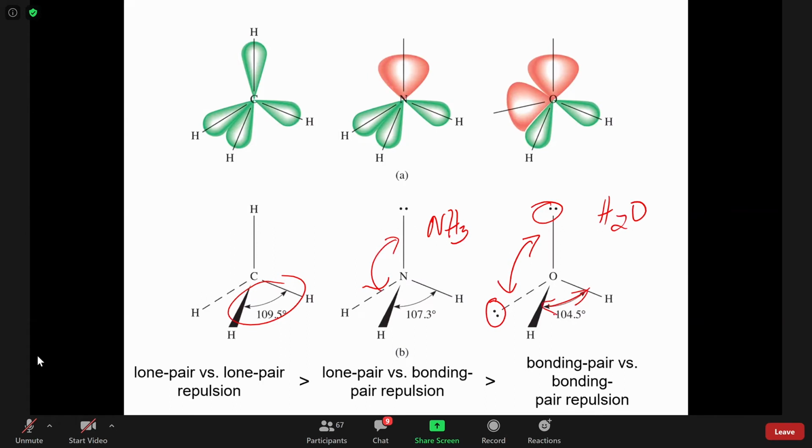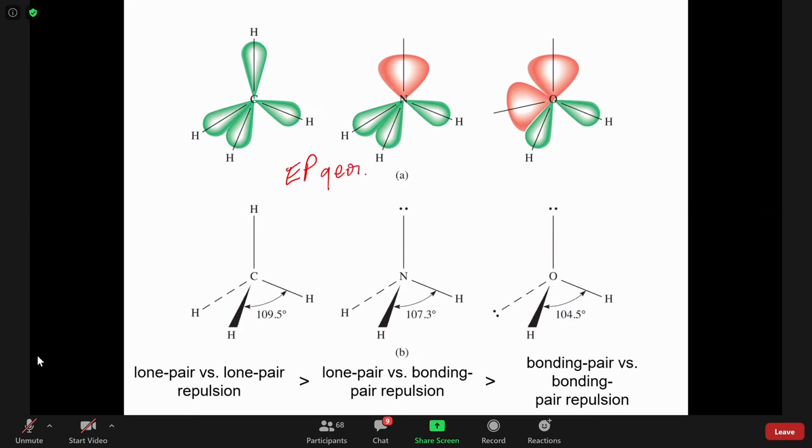Now, this is a good place for me to illustrate to you the difference, and I'm going to go into it again, but this is a good place to illustrate the difference between what I keep referring to, EP geometry versus molecular geometry.